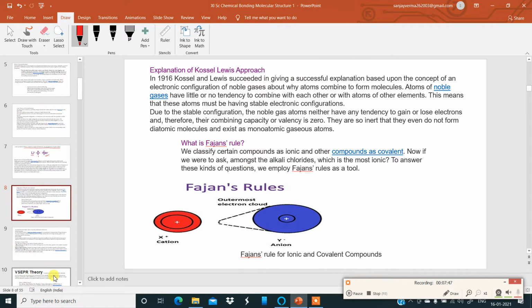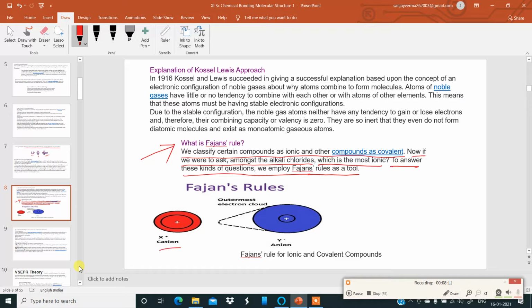Then coming to a more important thing over here, Fajans' rule. We classify certain compounds as ionic and other compounds as covalent. Now, if we were to ask among the alkali chlorides which is the most ionic, to answer this kind of question, we employ Fajans' rule as a tool.